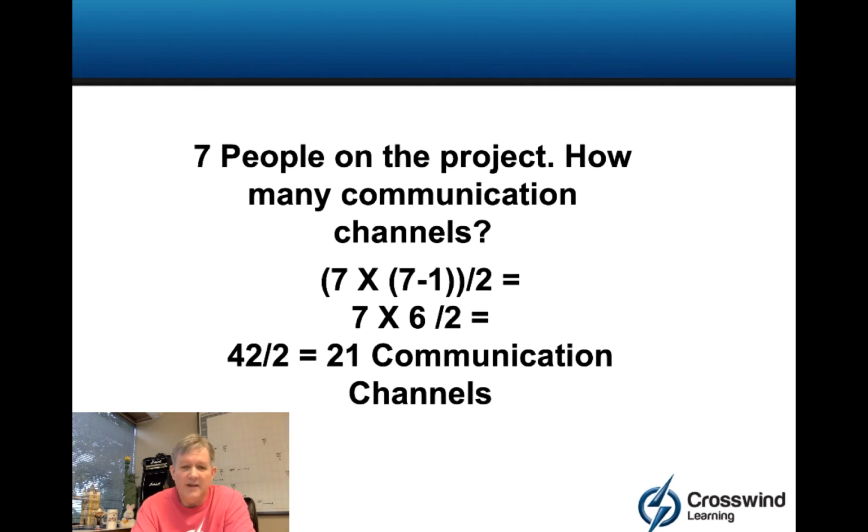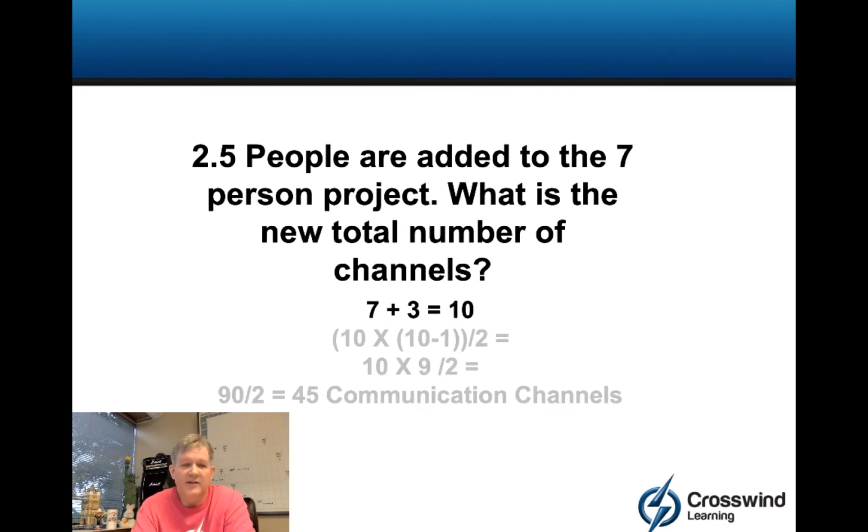Now feel free to pause this, write some numbers out, work it yourself if you want, but this is the first stage of what you could be asked. Now from there, I could say 2.5 people are added to the 7 people on the project. What's the new total number of channels? Now this is a little bit of a trick because they're not really half a person. Even if it's a part-time person, they're still a full person. So you would round up to 3.